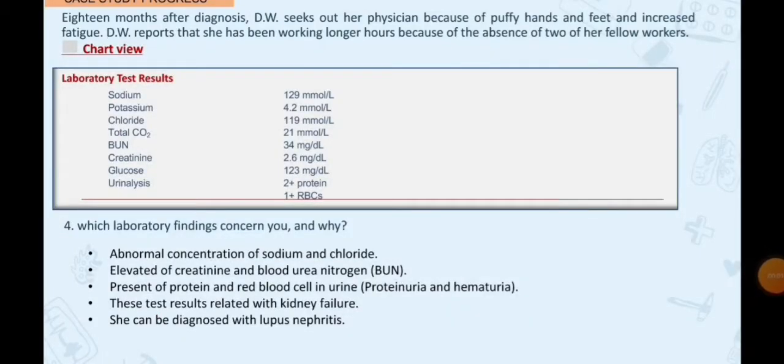Question 4. Which laboratory findings concern you and why? So the first is abnormal concentration of sodium and chloride. Second, elevated creatinine and blood urea nitrogen. And the third is the presence of protein and red blood cells in the urinalysis test. This result shows that DW's kidneys are not working properly. Thus, based on the signs and symptoms too, she may be suffering from lupus nephritis, where lupus autoantibodies affect structures in her kidney that are responsible for filtering out the waste.